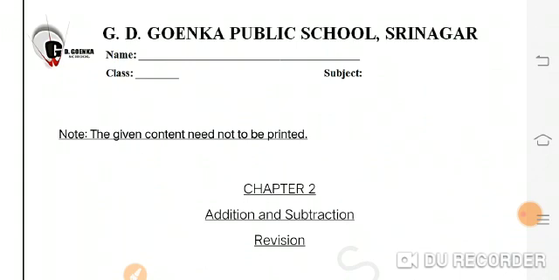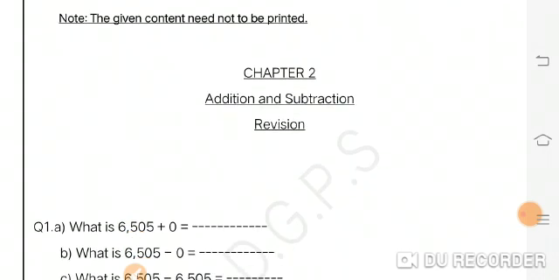Now that we have completed the revision of chapter first, dear kids, we are going to start the recapitulation of second chapter, and the name of the chapter is addition and subtraction. All of you know that this chapter included the properties of addition and subtraction, and we have discussed all of them one by one. One of the properties was the zero property, right?